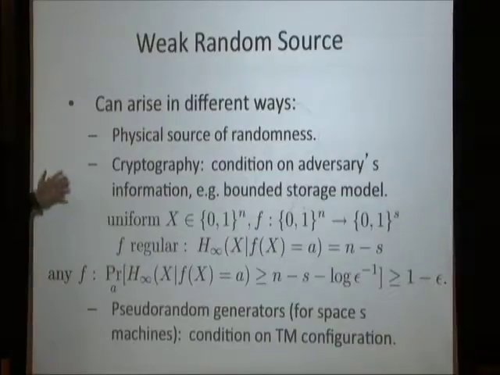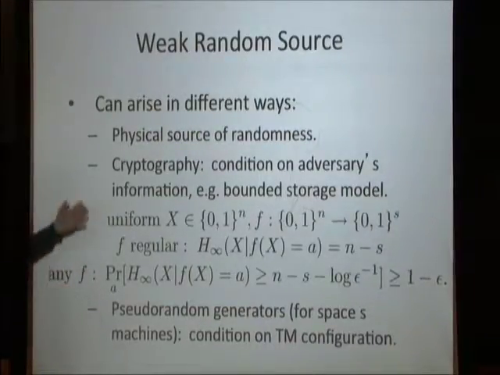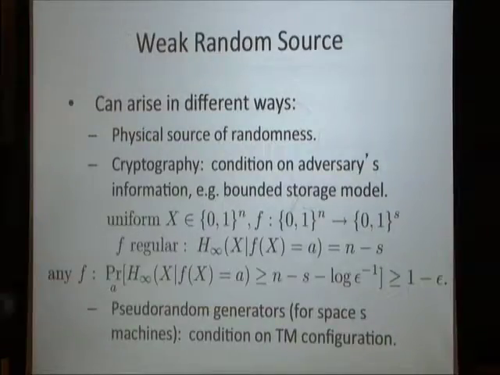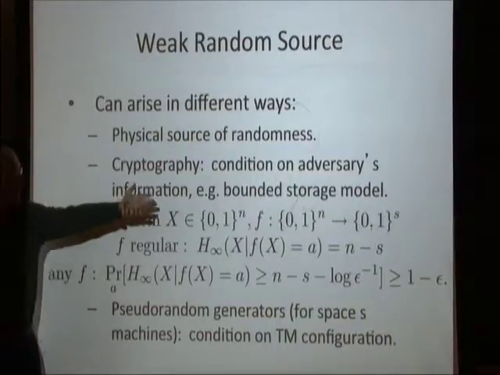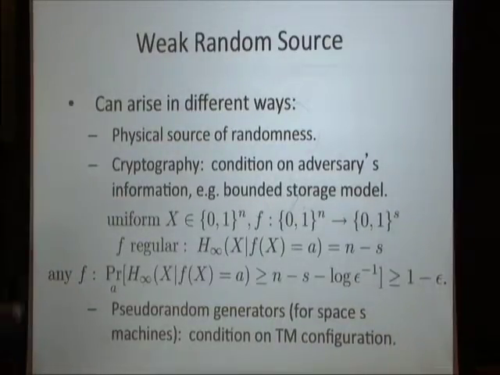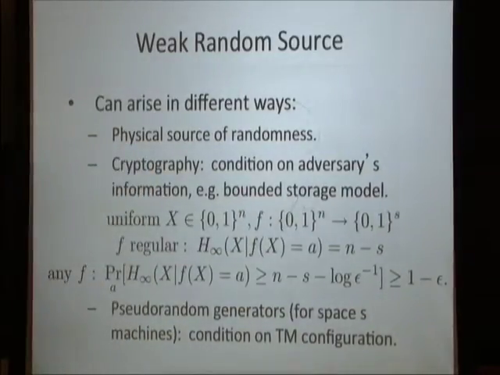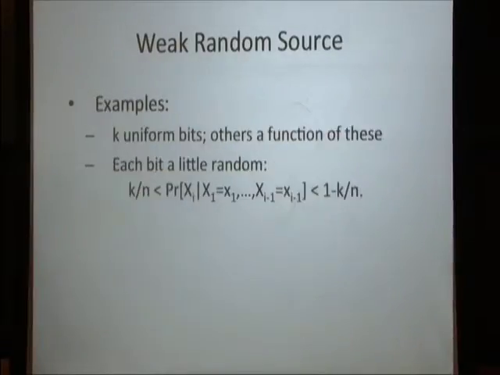And so these also arise in pseudorandom generators for space-bounded machines with a similar idea. Here, instead of conditioning on the adversary's information, we condition on the Turing machine's configuration after some computation. So if the Turing machine is a space S machine, the same situation applies. We have S bits of information about the source. And so this is one reason why extractors are useful.